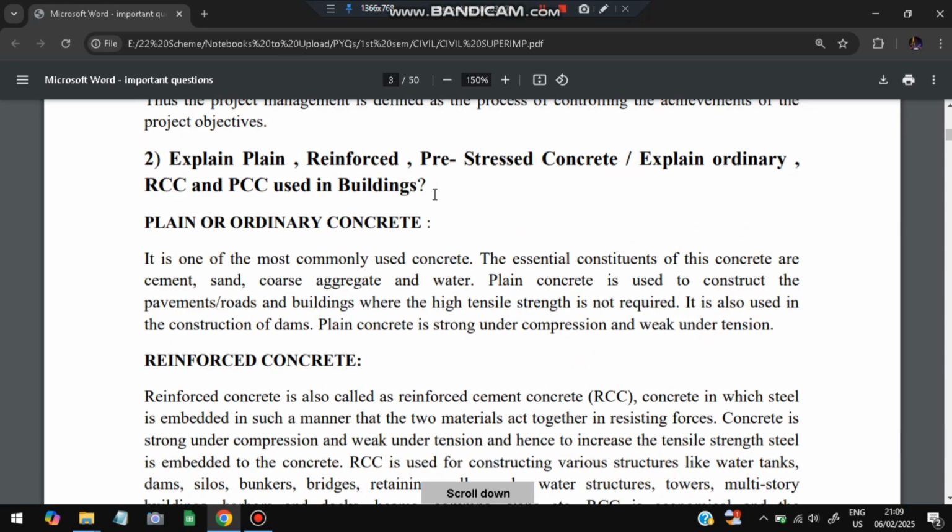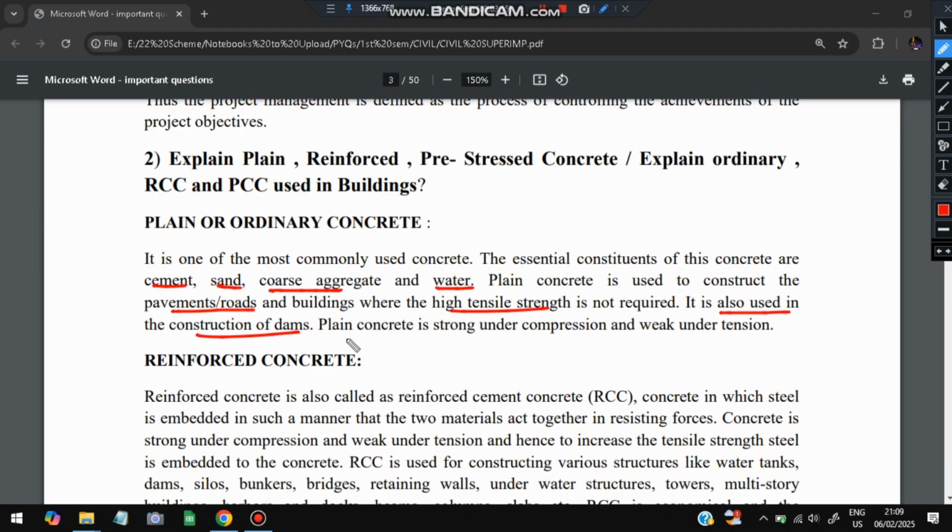Moving on to the next super important question: explain plain, reinforced, and pre-stressed concrete. Three types of concrete are there: plain, reinforced, and pre-stressed concrete. Explain ordinary RCC and PCC used in buildings. What is plain or ordinary concrete? It is one of the most commonly used concretes, and it is made up of cement, sand, coarse aggregate, and water. It is used to construct pavements, roads and buildings where high tensile strength is not required. It is also used in the construction of dams. It is strong under compression and weak under tension. That is the normal plain or ordinary concrete.